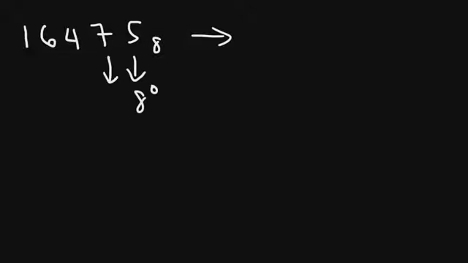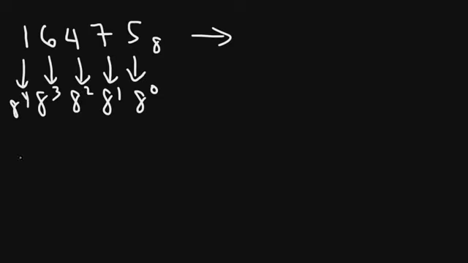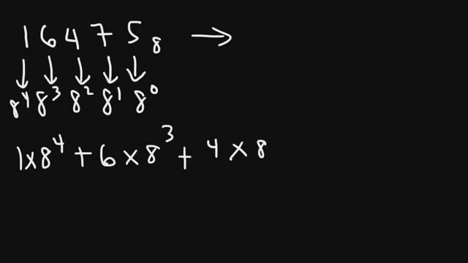Now what about this one? 16,475 in the octal system. Let's convert it to a decimal number in the base 10 system. So the first number, the 5, we're going to multiply by 8 to the 0, and the second number by 8 to the 1, and the third by 8 squared, and the fourth by 8 cubed, and the last one by 8 to the fourth. So this is going to be 1 times 8 to the fourth, plus 6 times 8 cubed, plus 4 times 8 squared, and then plus 7 times 8 to the first power, and then plus 5 times 8 to the 0 power.